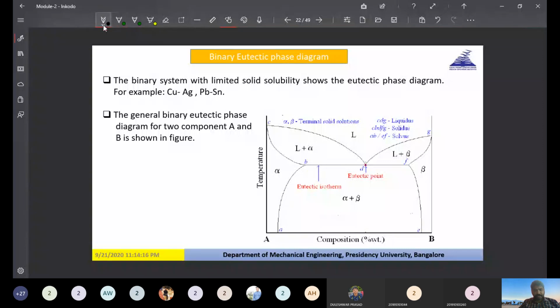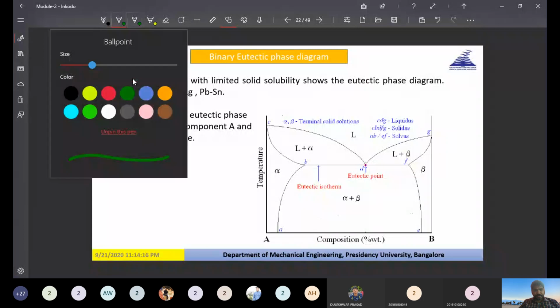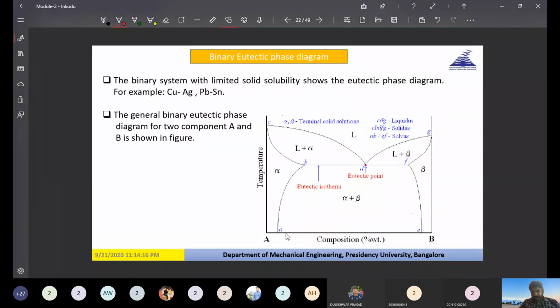Let me take some other color. Now tell me, suppose I have taken this composition of A and B. Suppose we have added 20% of B and the rest is A. Now when you are going to heat it up, where are you going to melt it? At this point. This is the melting point, correct? Because what is the melting point? Above which everything is liquid. So this is the melting point.